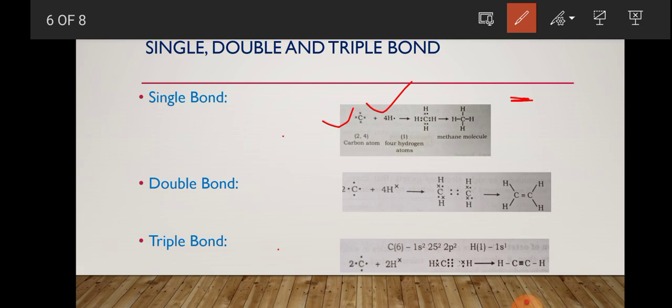And here a single bond is formed between carbon and hydrogen.